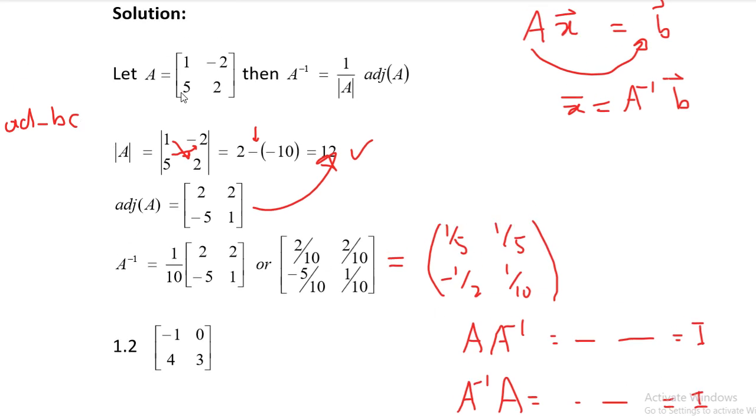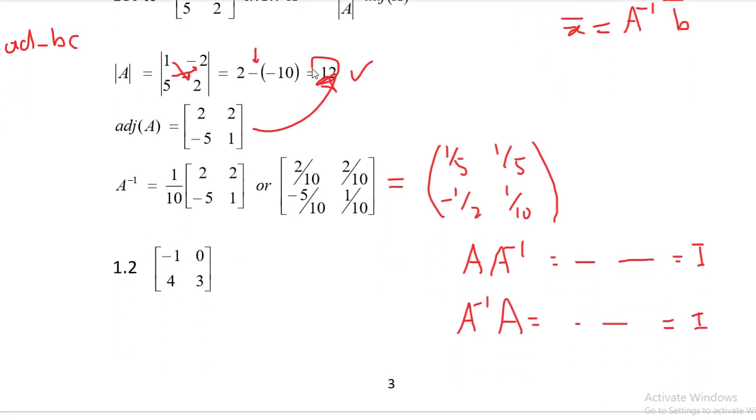Okay, so let's see the product A with A inverse. 1 into 1 by 5 minus 2 into minus 1 by 2. So what is that? Is it 1 or not? So it is 1 by 5 plus 1. 1 by 5 plus 1 is not equal to 1. It should be equal to 1. So something is wrong here. Where did we make the mistake?